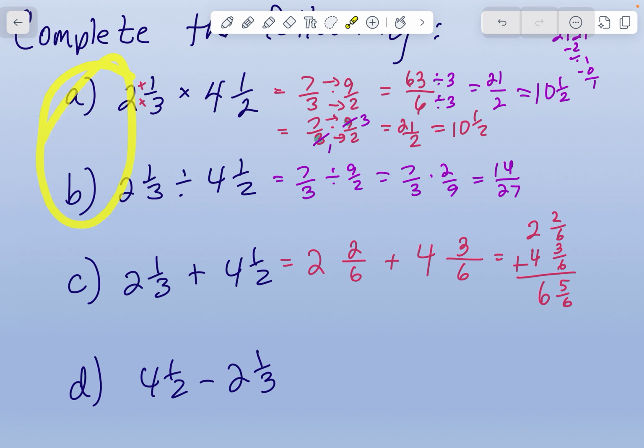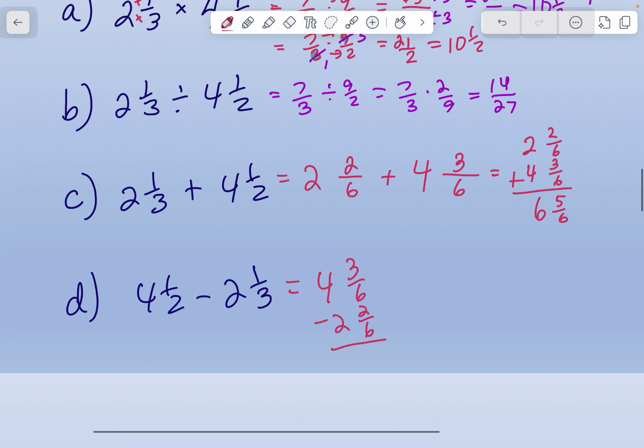similar qualities about them. Addition and subtraction have similar qualities. I did switch these around to make it a little easier. But this would be 4 and 3 6ths minus 2 and 2 6ths. So I like writing for mixed number addition or subtraction up and down is helpful. 3 6ths minus 2 6ths is 1 6th. 4 minus 2 is 2. So the answer would be 2 1/6.